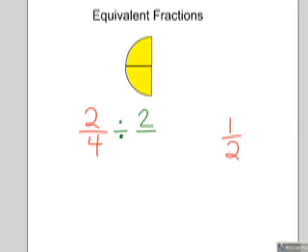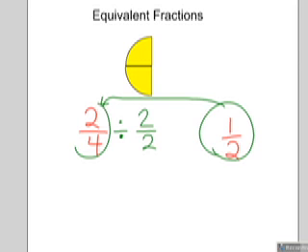I'm going to divide 2 divided by 2. What do you think I'm going to divide my denominator by? 2. I have to, don't I? Because whatever I do to my numerator, I have to do the same thing to my denominator. And then what we have is 2 divided by 2 equals 1. 4 divided by 2 equals 2. And that's how we got 2 fourths equals 1/2. Okay, we took a pause and we're back.